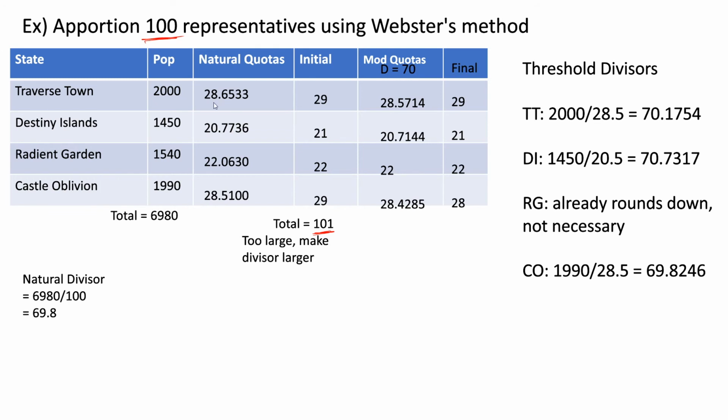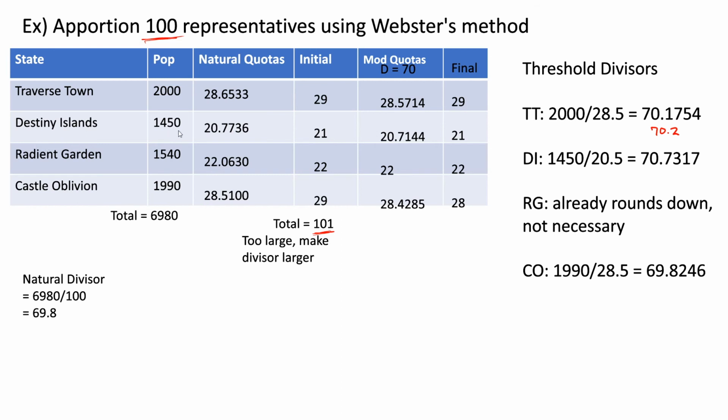Traverse Town had a natural quota of 28.6, which rounds up to 29. We would want them to round down to 28 instead because we gave out too many seats. So if we take their population, we divide it by 28.5, that tells us if we use a divisor of 70.1754 exactly, they would get a quota of 28.5 exactly. So if we wanted to use this as our threshold divisor, we would need to make it a little bit bigger. So maybe something like 70.2 if we wanted to try this one out.